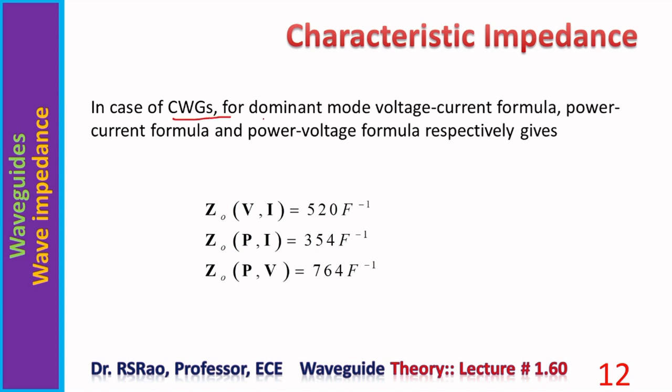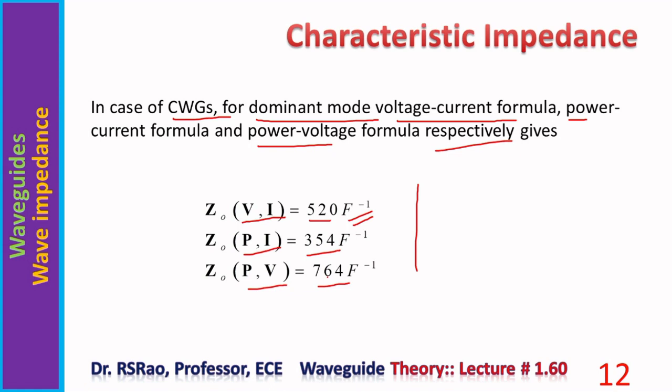In the case of circular waveguides for the dominant mode, the voltage current formula, power current formula, and power voltage formula respectively give this. This is the voltage current formula, power current formula, power voltage formula. One is 520, another is 354, another is 765. Of course, this factor is there by f. So different values. Naturally, a question arises: what should be used? If you want to provide load matching, what should be the impedance of the load so that it gives reflectionless signal absorption? Shall we go for the first one or second one or third one?